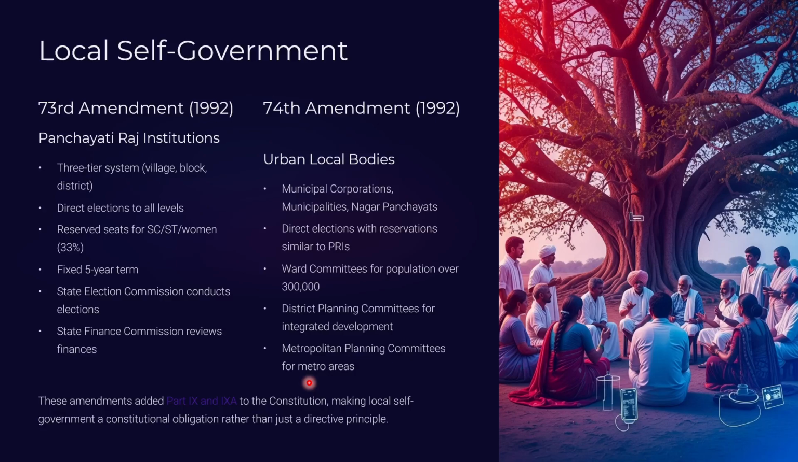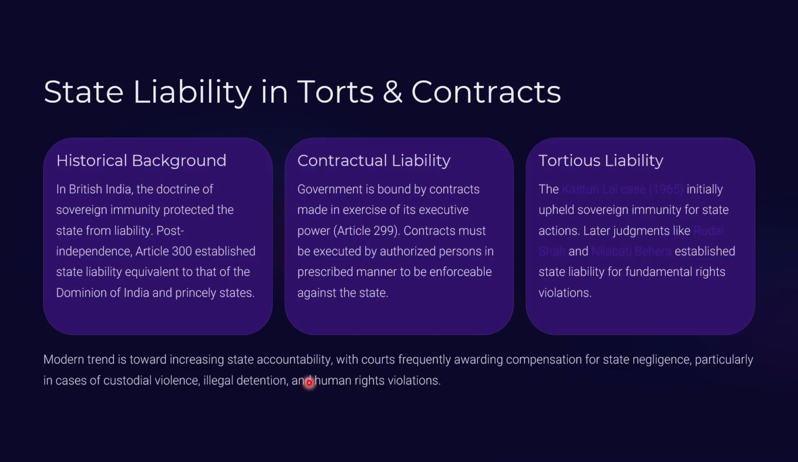Then ward committees for population over 3 lakhs. District planning committee for integrated development. Then metropolitan planning committee for metro areas. These amendments added Part 9 and Part 9A to the constitution, making local self-government a constitutional obligation rather than just a directive principle. So we'll discuss the state liability in torts and contracts.